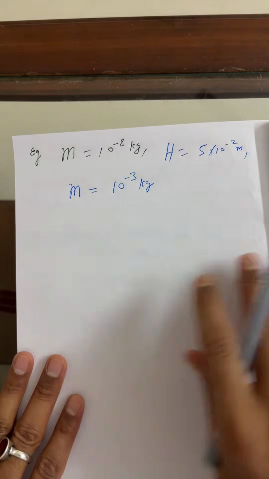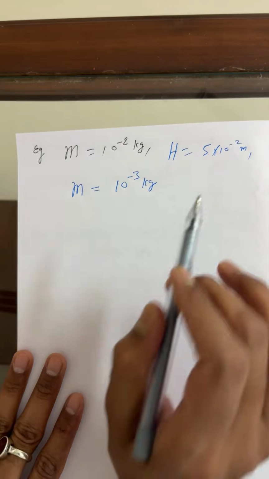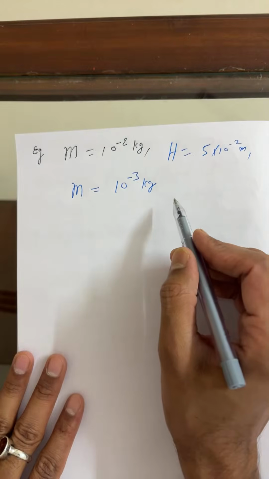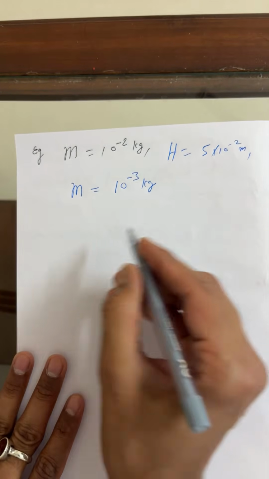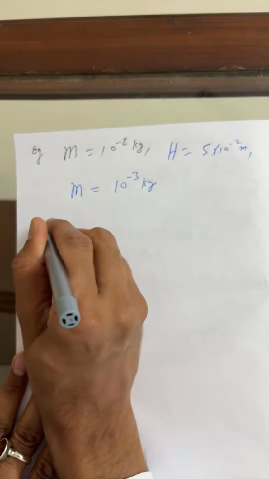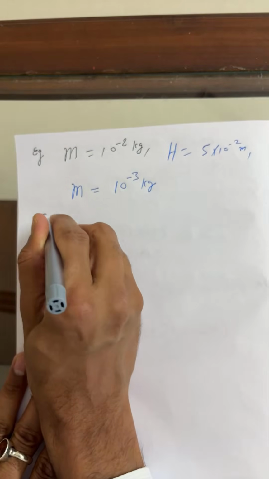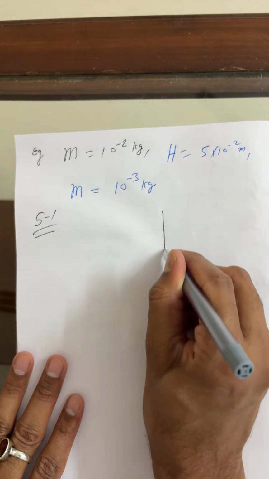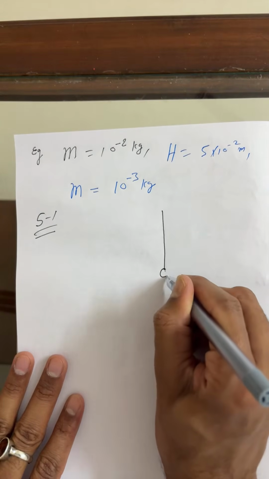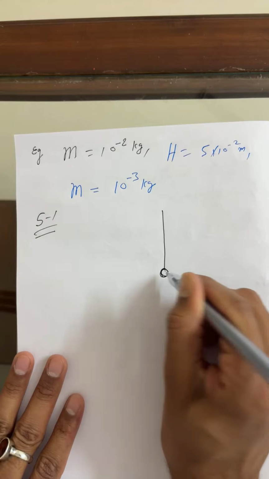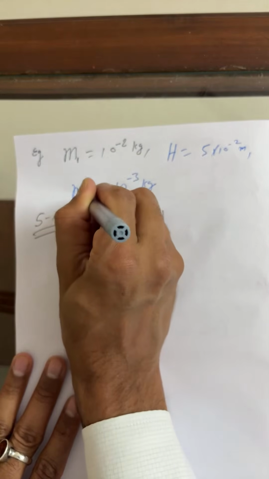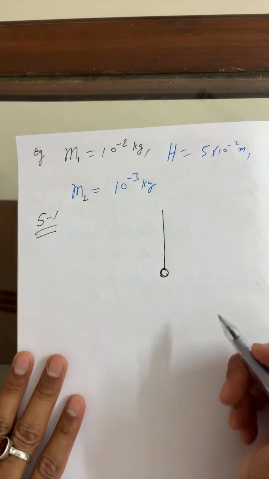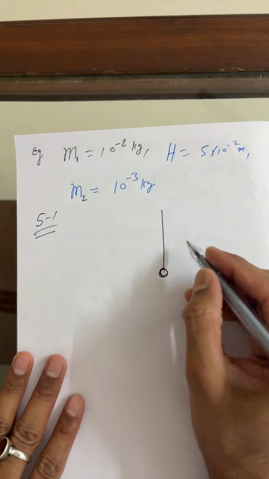Listen carefully, my dear. A pendulum bob of mass is raised to this height. I'll make a diagram here for better understanding. This is step one for these questions. Let us suppose this is the initial position of your pendulum. This mass I'm calling M1 and this mass I'm calling M2.